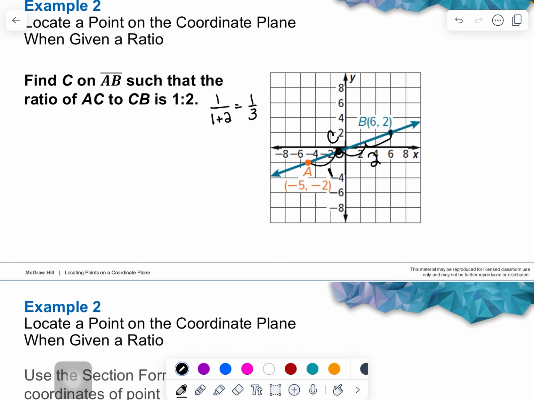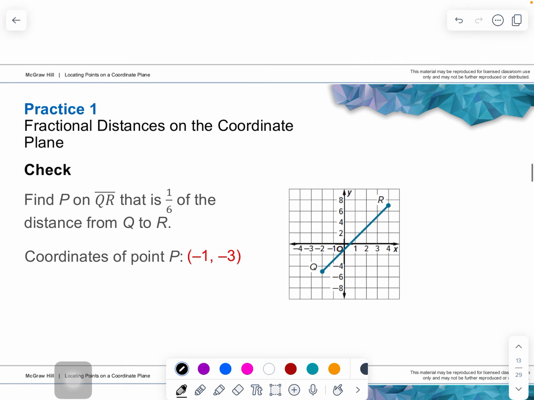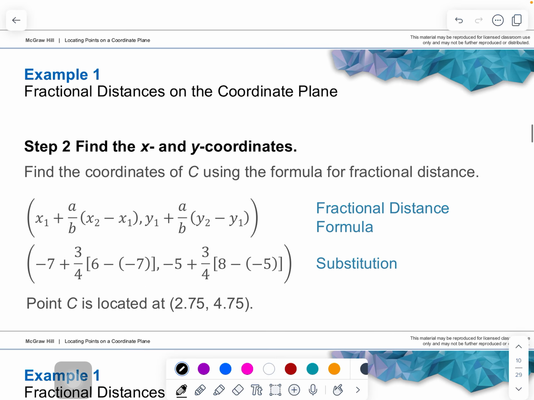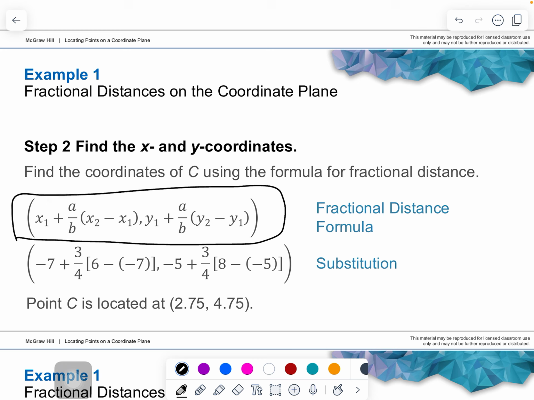So if you want to change a ratio to a fraction, you take A to B, you go A over A plus B. And then all you have to do is go back up here and use the equation we just did. Totally fine. You can stick to just one equation. You're all good to go.